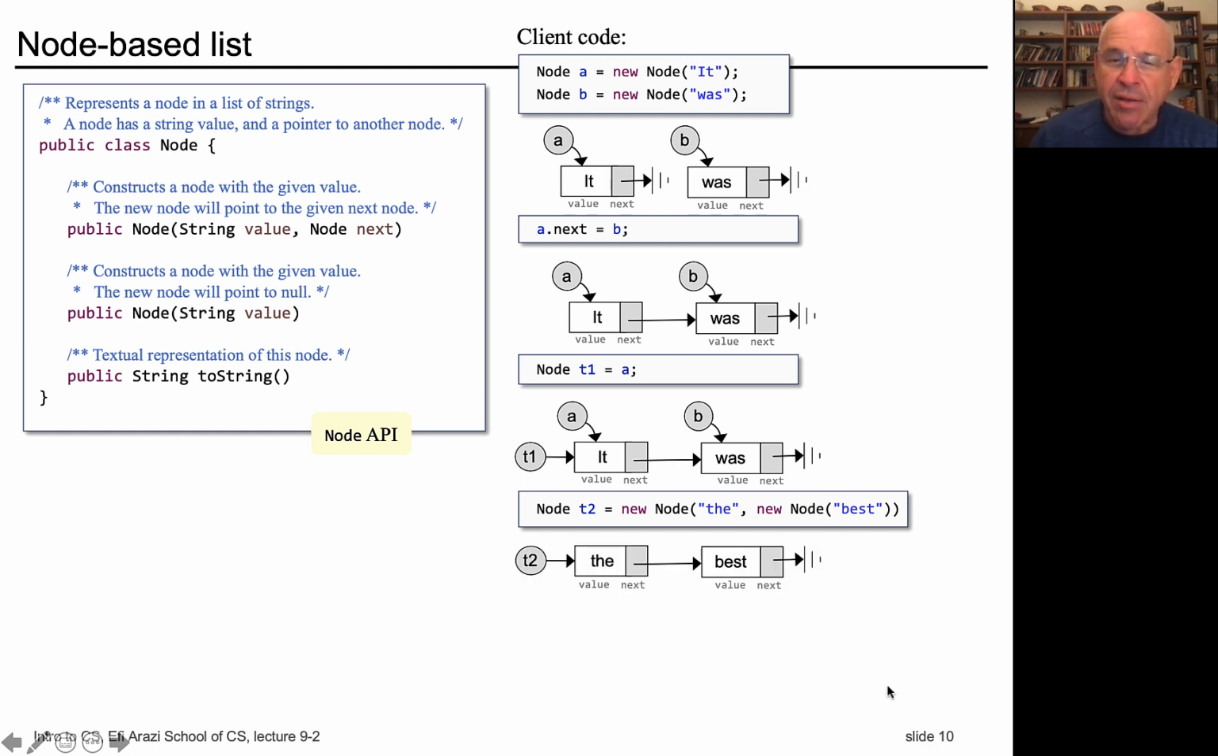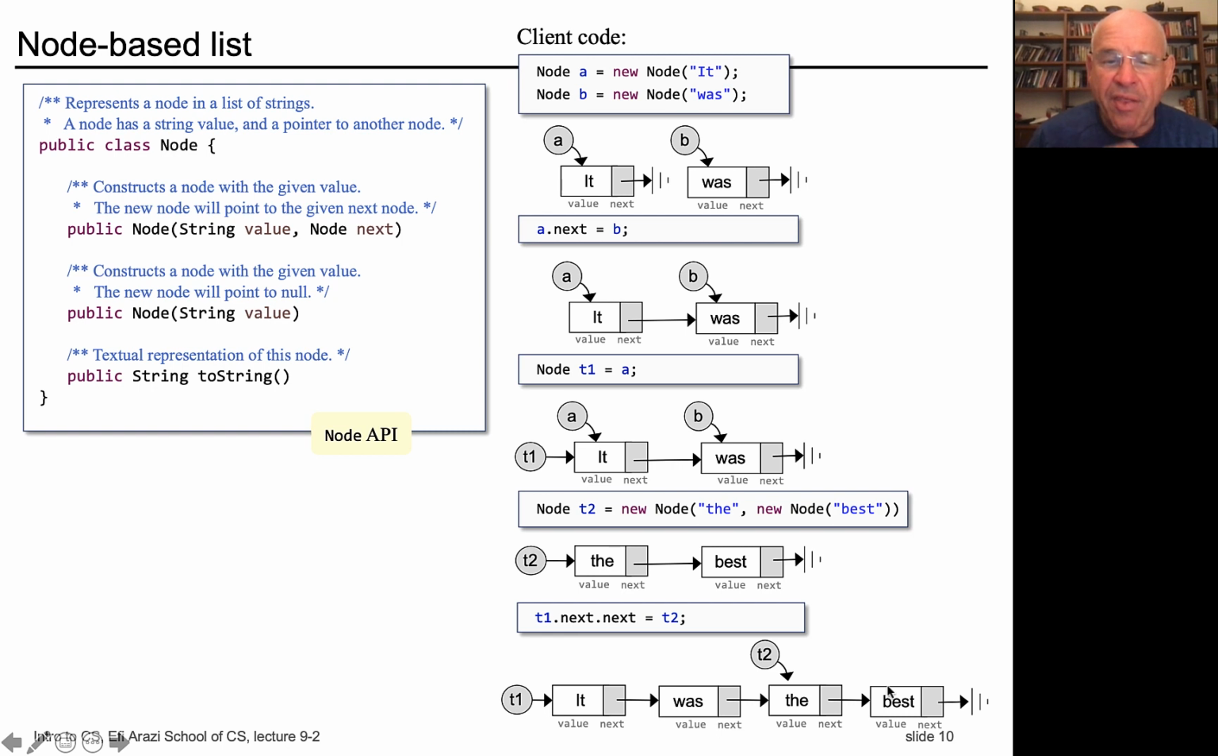What will be the result? Well, it will be simply a new list that begins with T2. And so, in one statement, I created a list that consists of two nodes. And then I do T1.next equals T2. Okay? So what's going on here?